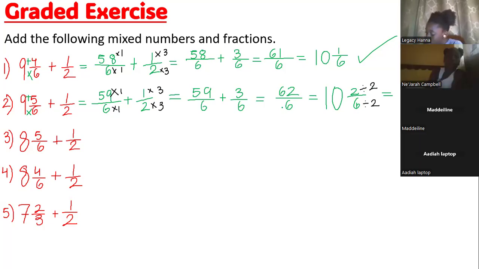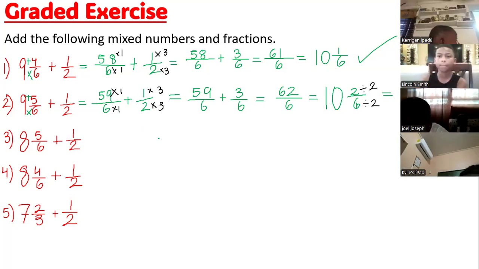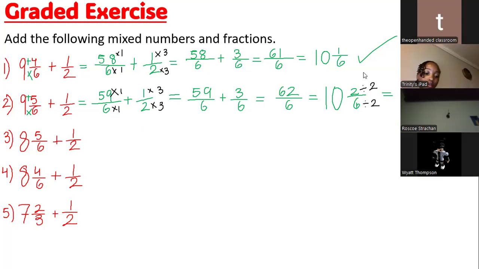First, I multiplied 9 times 6, then I added 5 to the answer, and I got 59 over 6 plus 1 over 2. What did you do after that? And I added it and I got 60. No, you can't do 1 over 2. You have to do 3 over 6. That's your problem.